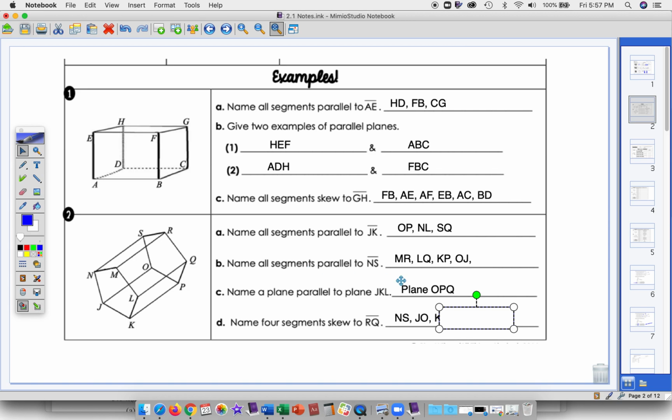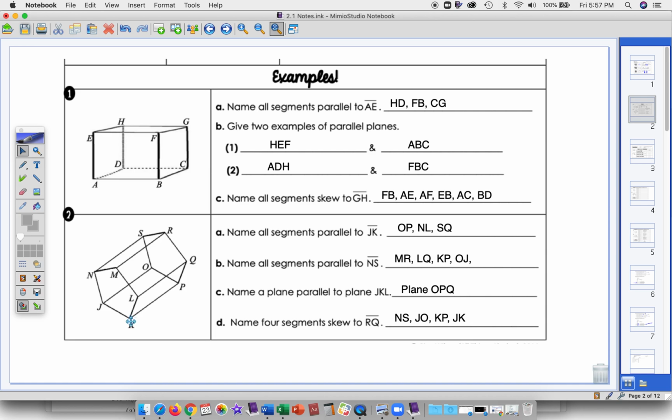JO, KP, and JK down here. So none of those lines will intersect with RQ, and they're all in different planes from RQ.